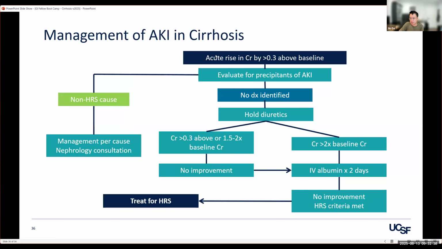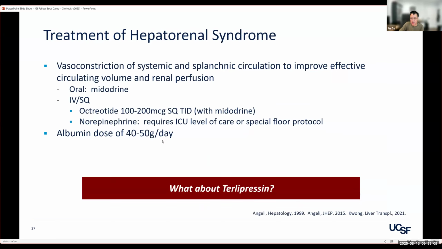And so basically, this is a nice flow chart about how do we manage AKI. You look for the precipitants. If you identify a non-HRS cause, you should get nephrology involved. But if you don't have a precipitant, then you hold diuretics. And a lot of times it depends on if there's immediate improvement. But what we typically do is just give the IV albumin times 2 days. And then if you don't have an improvement, you end up going for treatment for HRS.